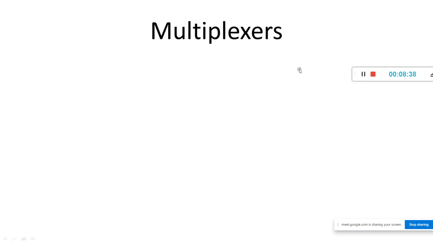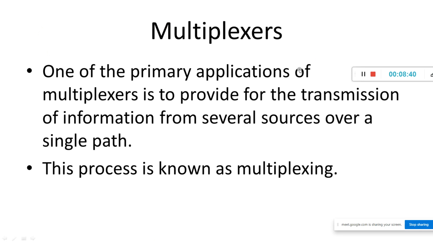Okay, so next we have a primary application of a multiplexer. One of the primary applications of the multiplexer is to provide for the transmission of information from several sources over a single path. So what do you mean by this?